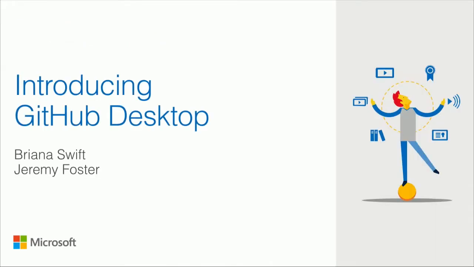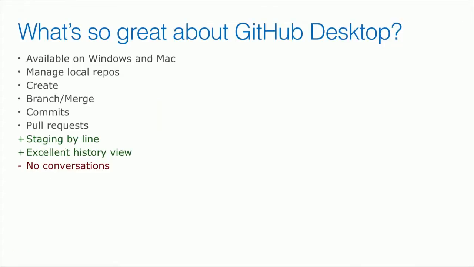So first off, GitHub Desktop is a cross-platform application, meaning that it's available both on Windows and on Mac, and you can use it for a number of the same functions that Brianna already showed you in the browser. There's a little bit of extra stuff that it does, and there are some things that it doesn't do. We're going to look at managing your repos: creating, branching, merging, committing. And it does pull requests in a simplistic way, but it doesn't allow you to do the conversations around a pull request.